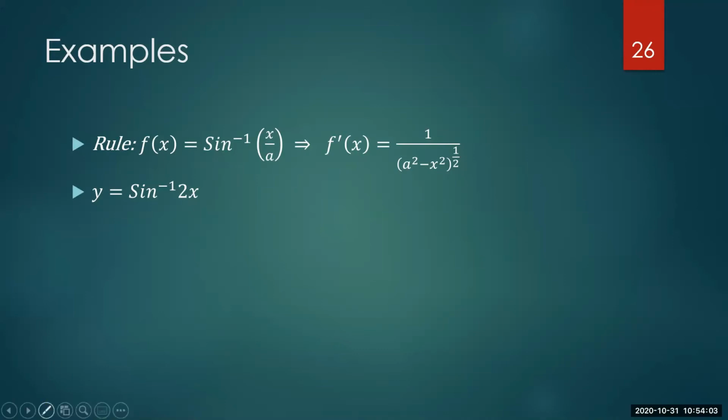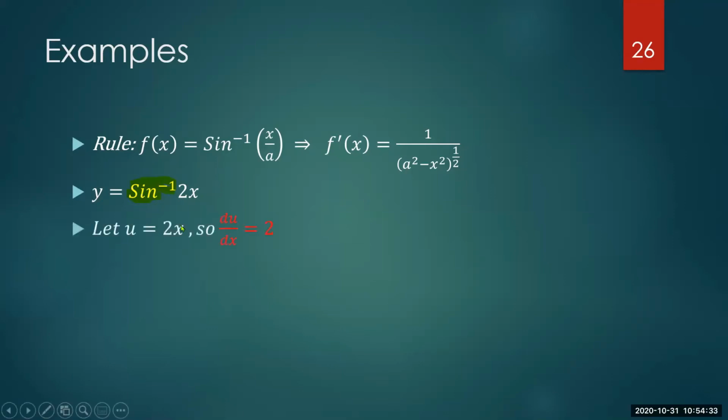I think everyone has come across this before, that the sine minus 1, if you like, of 2x, which reads as arc sine of 2x, is the opposite to getting the sine. So when we say y is equal to arc sine of 2x, what we mean is y is the angle which has a sine of 2x. Okay.